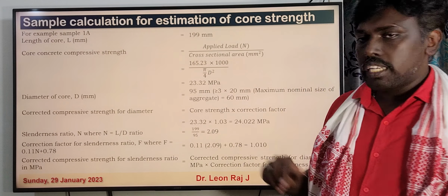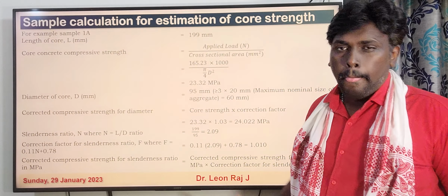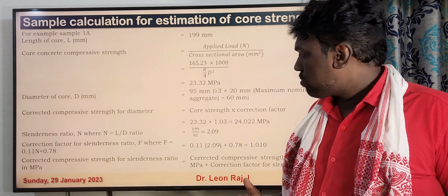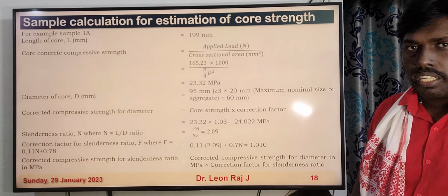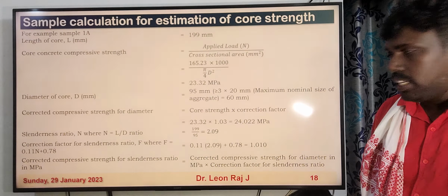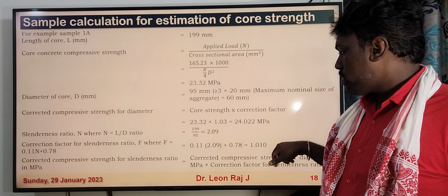The slenderness ratio of sample 1 is equal to 199 length divided by diameter 95 mm, that is equal to 2.09. Slenderness ratio is a unitless, dimensionless value. Correction factor for slenderness ratio is equal to 0.11 n plus 0.78. So here n is 2.09. Once you substitute, you get the value of correction factor F, that is equal to 1.07.